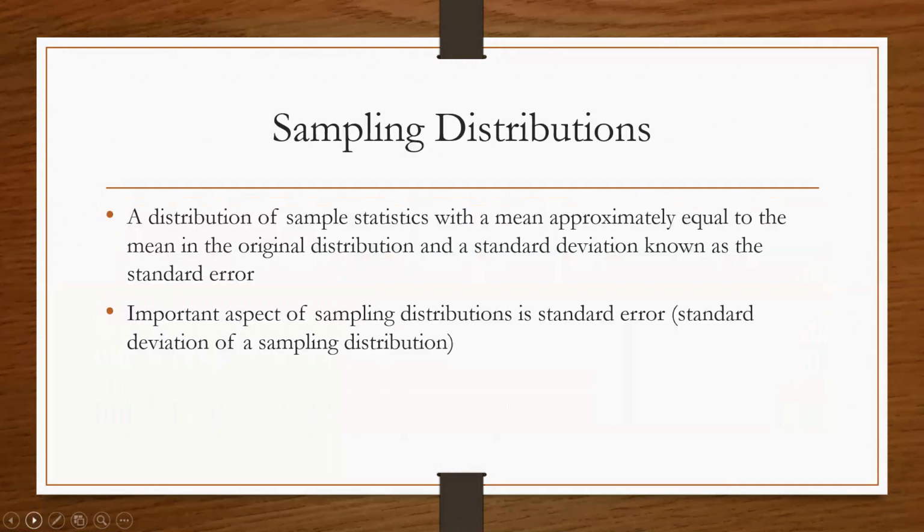So next up, sampling distribution. A sampling distribution is a distribution of sample statistics with a mean approximately equal to the mean of the original distribution and a standard deviation known as the standard error. An important aspect of these is the standard error. It's the standard deviation of the sampling distribution.